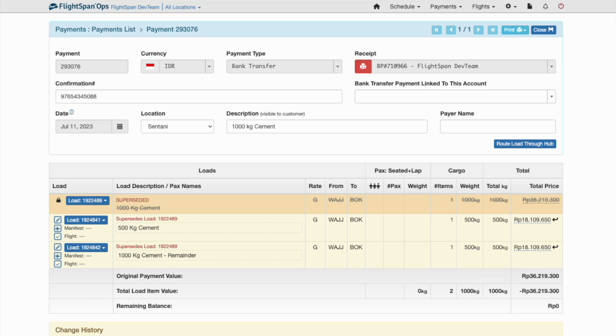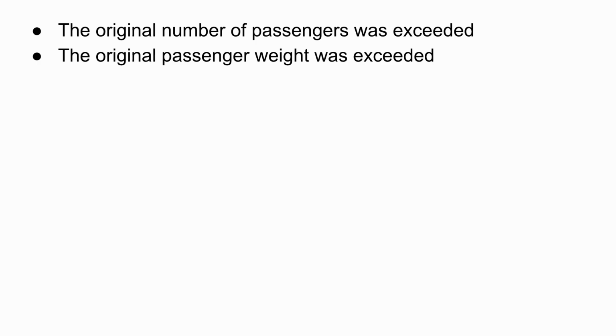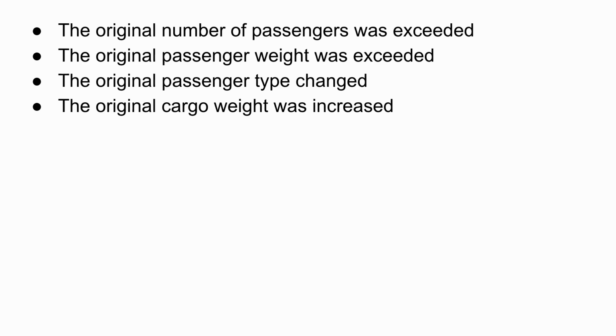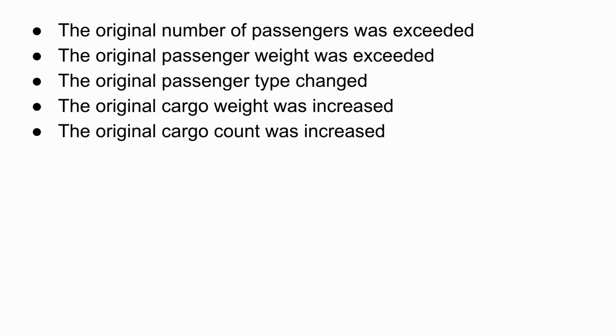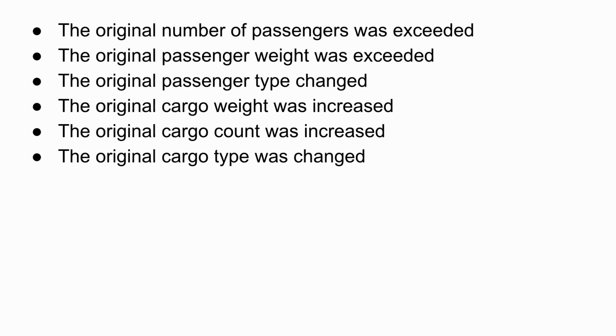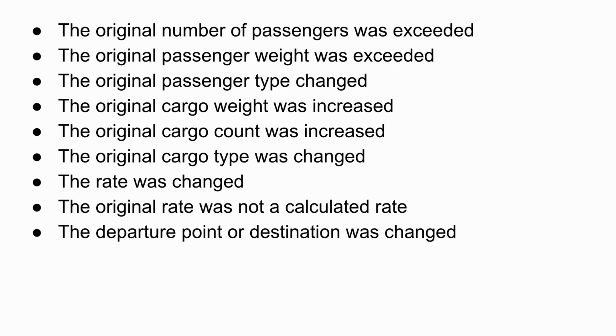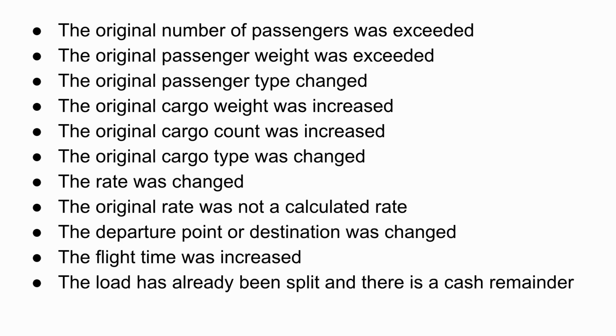cargo will be displayed. A load cannot be Smart Split if the original number of passengers was exceeded, the original passenger weight was exceeded, the original passenger type changed, for example, a child instead of an adult, the original cargo weight was increased, the original cargo count was increased, the original cargo type was changed, for example, dangerous goods, the rate was changed, the original rate was not a calculated rate, the departure point or destination was changed, the flight time was increased, or if the load has already been split and there is a cash remainder.